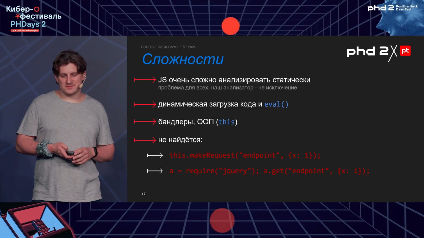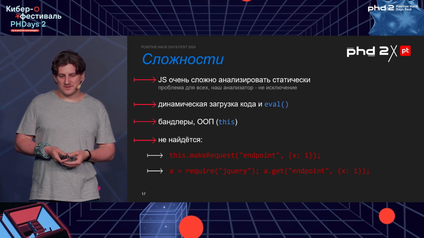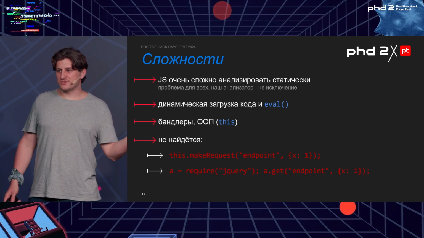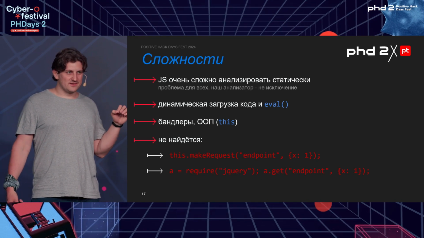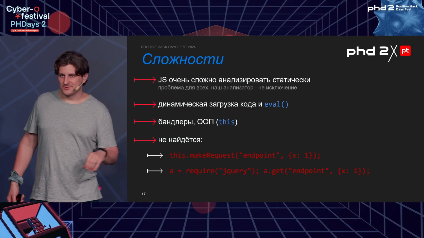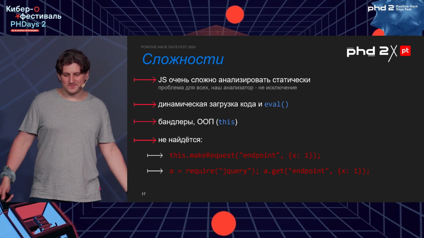So I'm showing here two examples where we wouldn't be able to find much with our analyzer. One is this user-defined method, starting with this, and another one is a jQuery object which got renamed. So the analyzer here is identifying them by name. So it's effectively a $.ajax call.